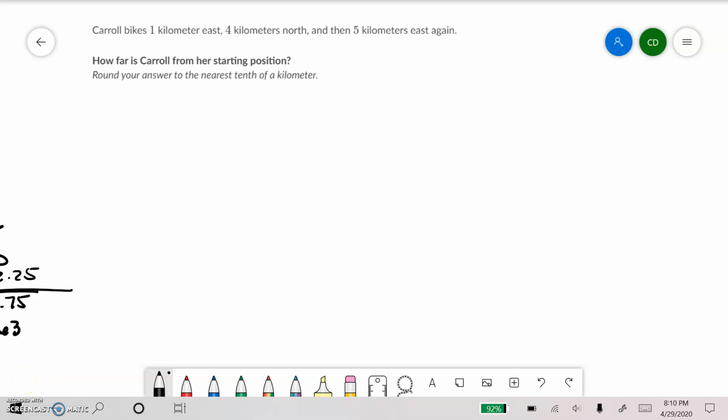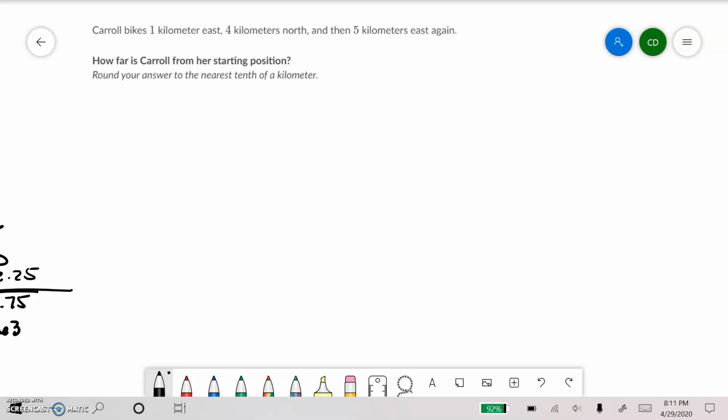Guys, so this is another style of the problem from the Pythagorean theorem challenge that I thought you might have trouble with. I know that when I read it, I had a little bit of trouble the first time. So I looked at it and it looks pretty simple, right? Carol bikes 1 kilometer east, 4 kilometers north, and 5 kilometers east. The information you're given is not particularly complicated, but we want to know how far Carol is from her starting position.